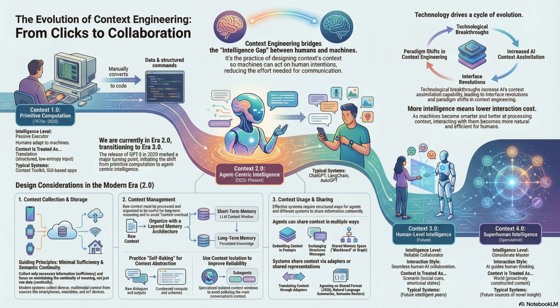The paper outlines two main principles. First is the minimal sufficiency principle. Which I assume is the fancy way of saying don't be a digital hoarder. Essentially, only collect what is actually needed for the task. Yeah. Just because you can record my heart rate doesn't mean it's relevant to helping me debug Python code. It just gets distracted by noise. It's like trying to do math while someone is shouting random numbers at you.